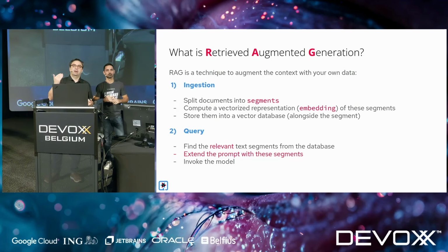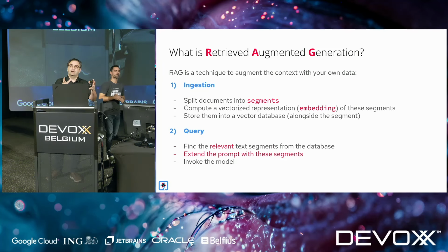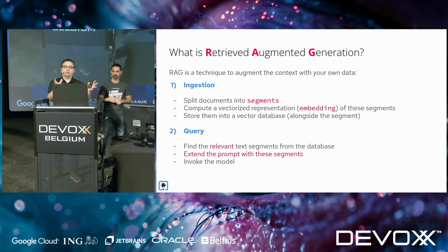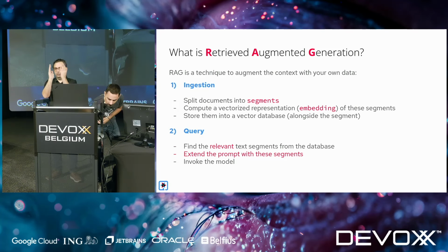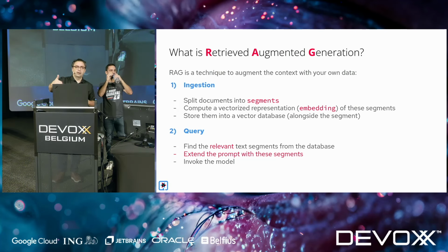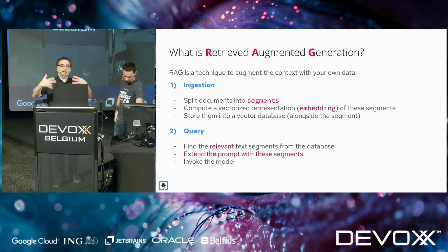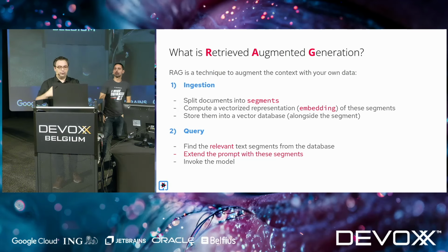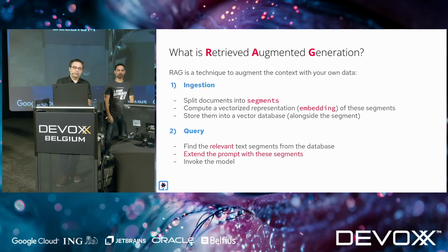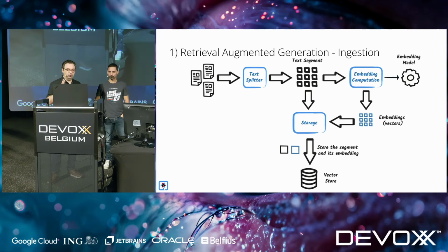It's a technique to add data to a model, because a model is trained with a fixed corpus of media and nothing else. So if the fixed corpus is as of 2023, then everything after 2023 it doesn't know. It doesn't know your private data. It doesn't know the files you have on your file system and so on. So that's a way to extend the knowledge of your LLMs with your own data. It's actually a two-phase process, ingestion and query. Let's go into details on the ingestion one.